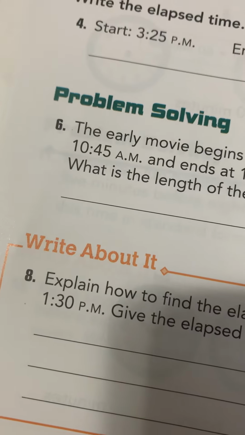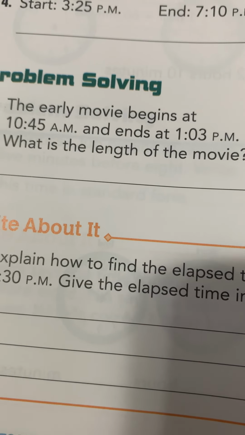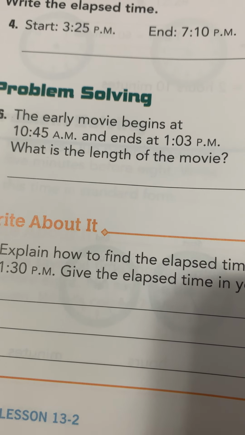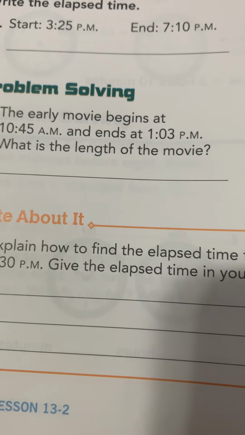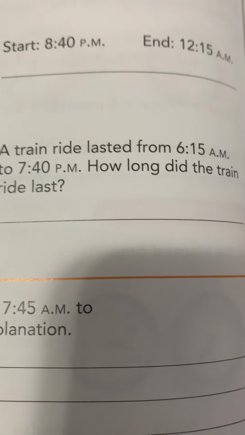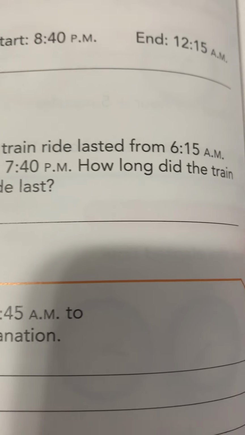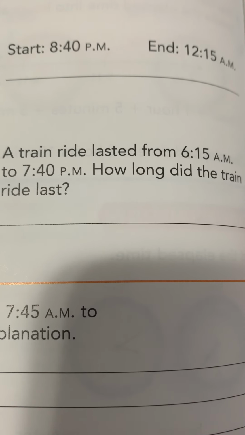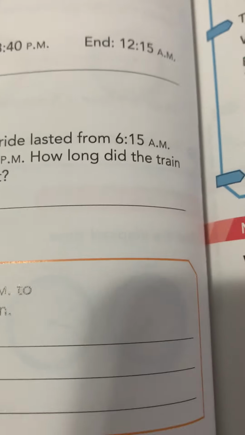Number 6, the early movie begins at 10:45 a.m. and ends at 1:03 p.m. What is the length of the movie? You need to figure out the elapsed time there. How long is that movie? Number 7, a train ride lasted from 6:15 a.m. to 7:40 p.m. How long did the train ride last? You need to figure out that elapsed time and tell me how long the train ride lasted.